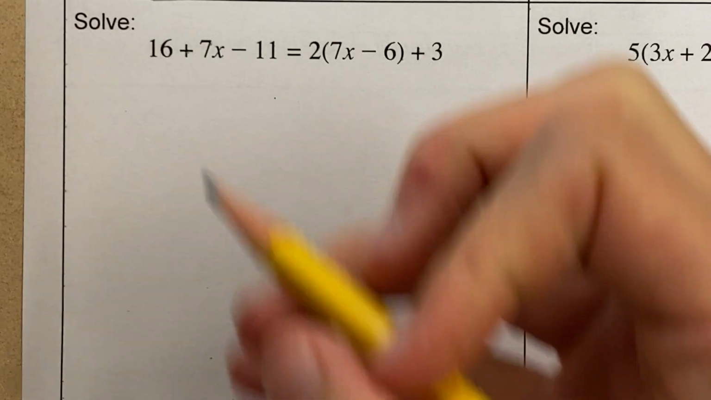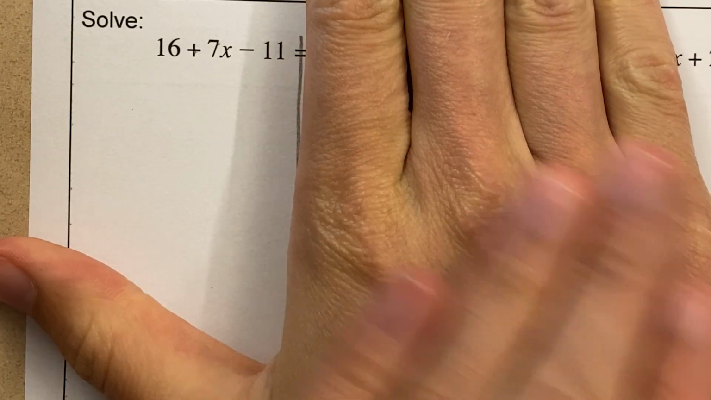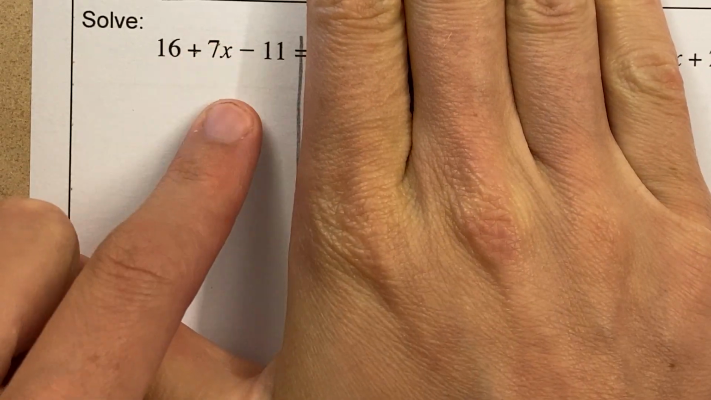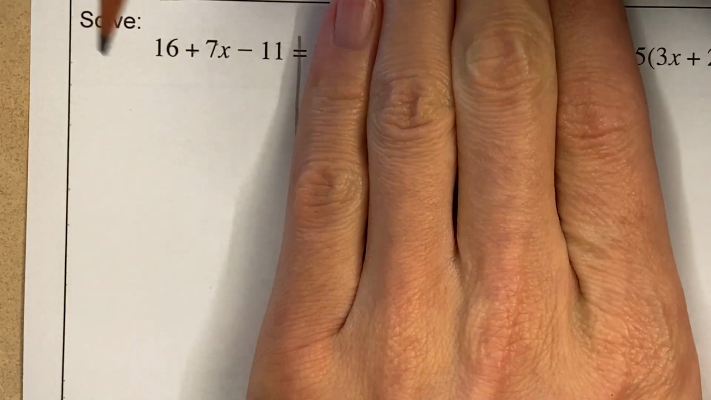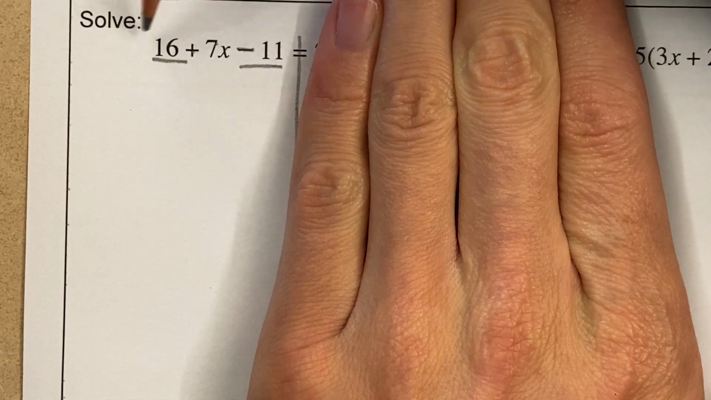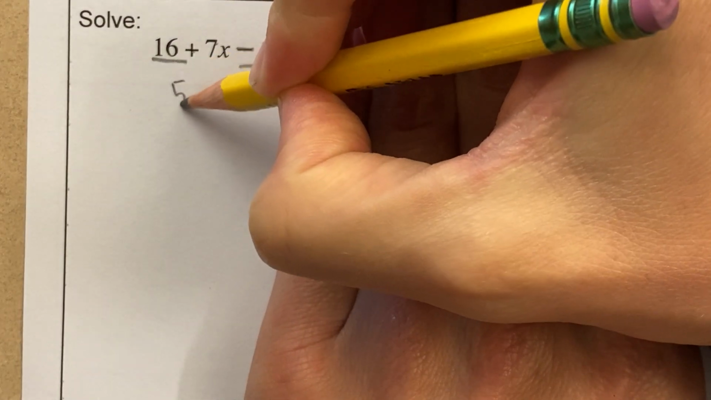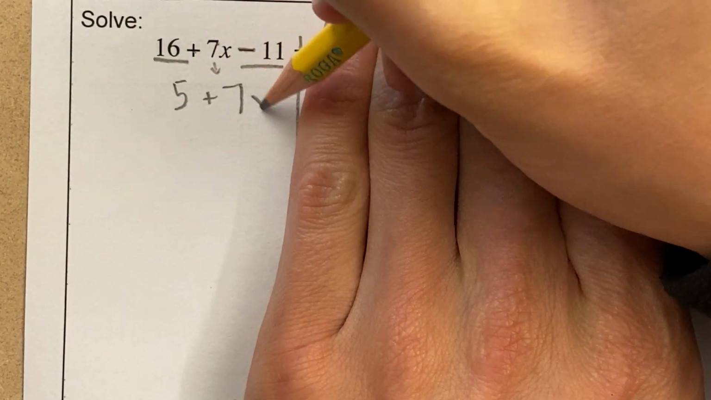Lots of work to do here, step by step. So first, ignore the right and work only on the left side. Okay, so what are my like terms here? My like terms are 16 and negative 11, right? This is negative. So 16 minus 11, that's 5. And then we're just bringing this down. So that's 5 plus 7x.